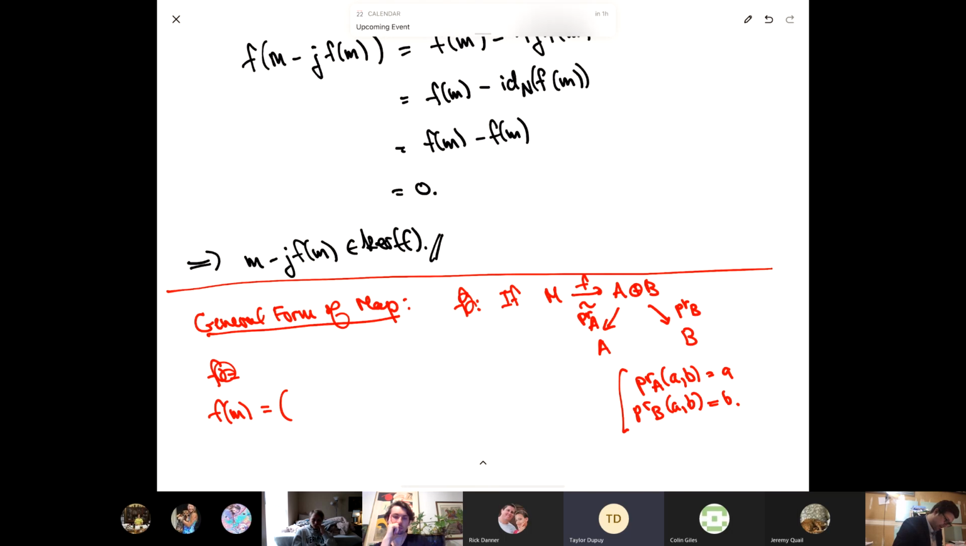is the projection onto A of f of m, and the projection onto B of f of m. But that doesn't tell you much, right? So that's not so useful. But it's true. But the thing is that both sides use f.